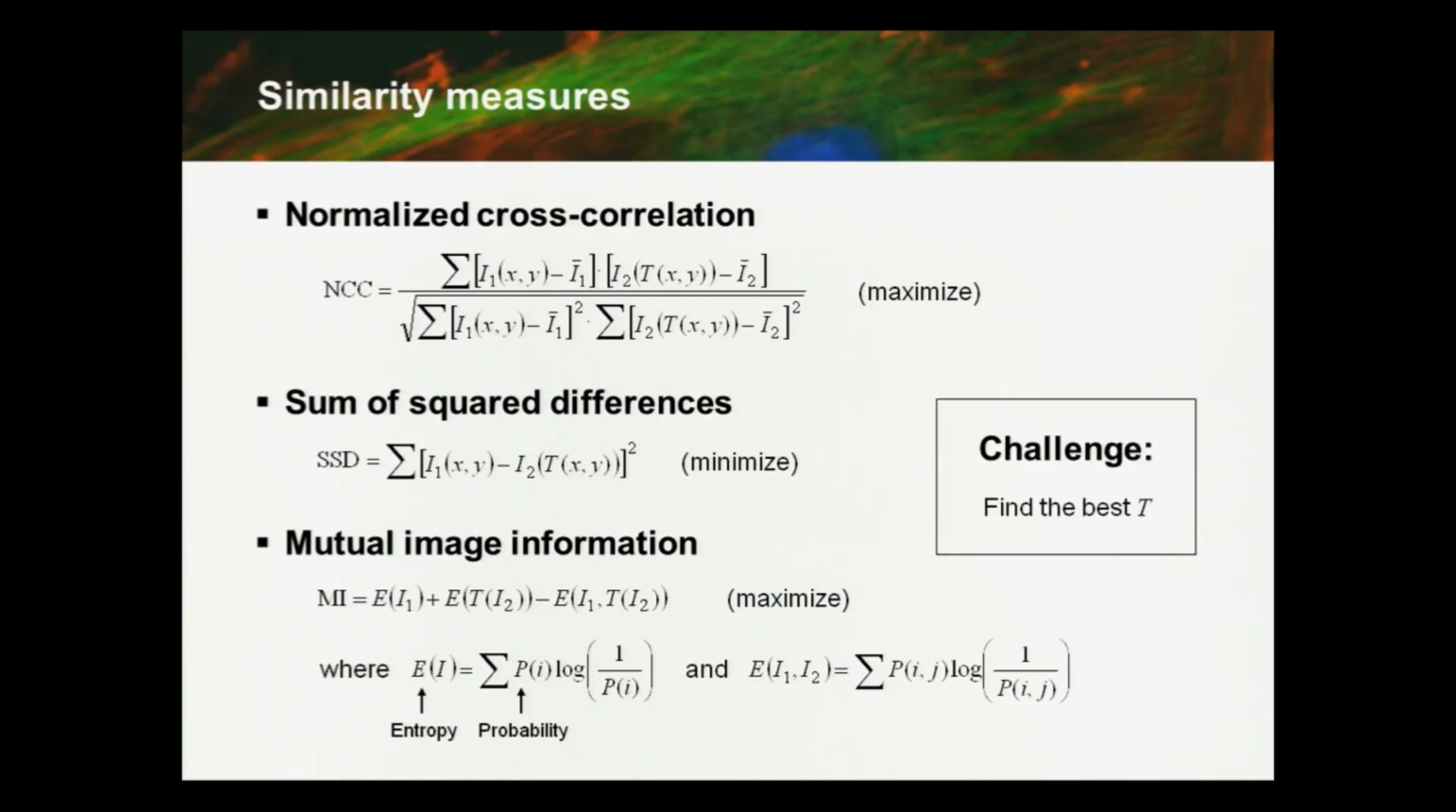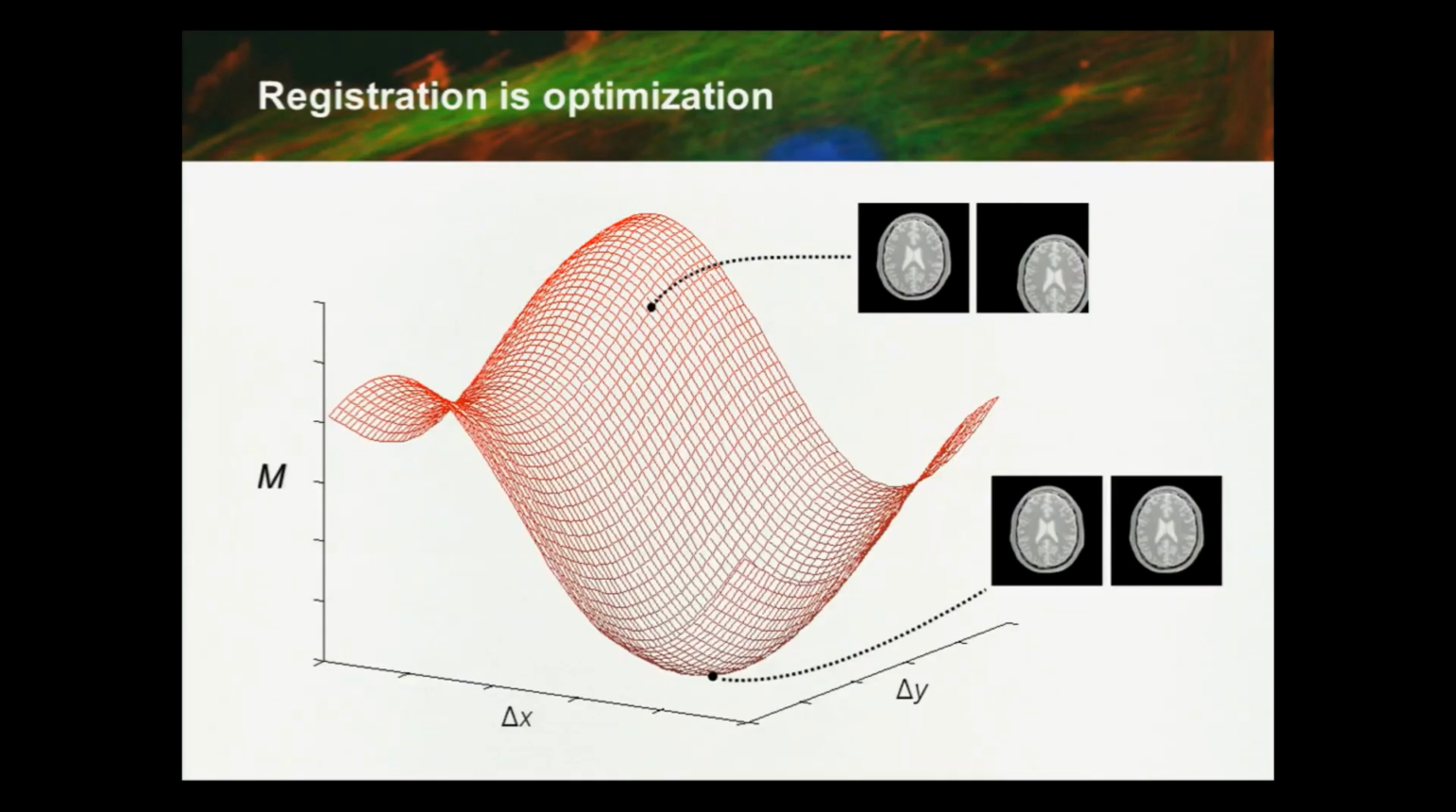So the challenge here is always to find the best T, the transformation that transforms the pixel positions in the second image to make that second image correspond exactly with the first image. So it means registration is an optimization problem. So here you have the measure, and either it needs to be maximized or to be minimized, depending on which measure you use. In this case, it's a minimization. And just to illustrate, if they're not aligned, you have, in this case, a higher value for this measure. And when they are perfectly aligned, it's exactly the minimum.